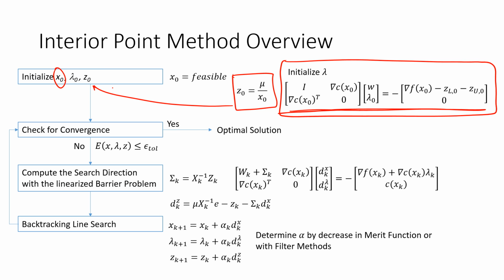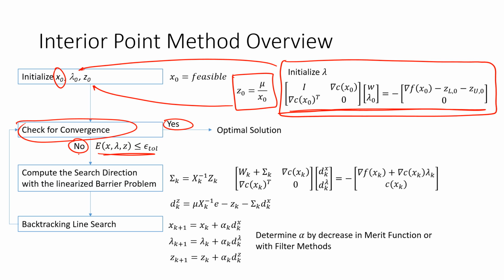Okay, so those are going to go right here and right there. Once we have an initial guess, we're going to check for convergence. If we're less than a certain tolerance, we'll say, okay, we're done. We didn't need to do anything. But if not, then we're going to go down here and compute a search direction.